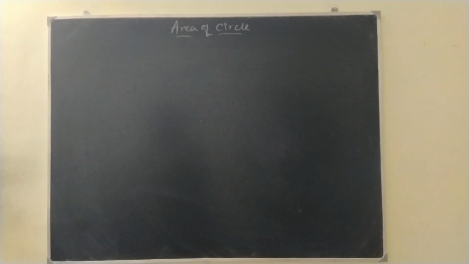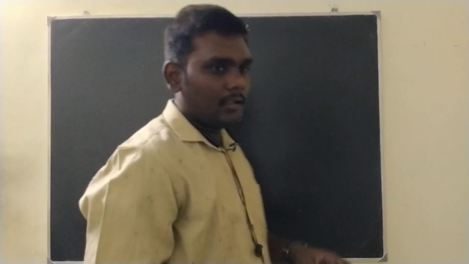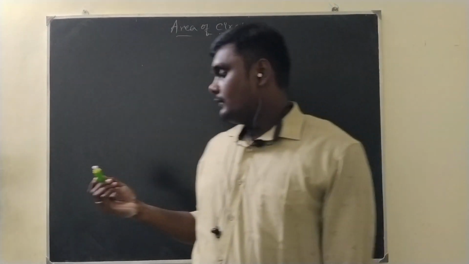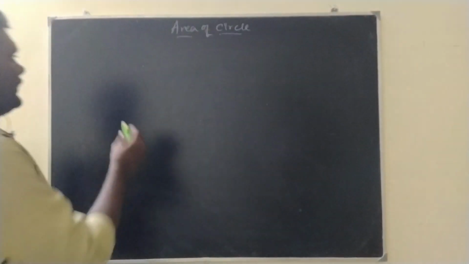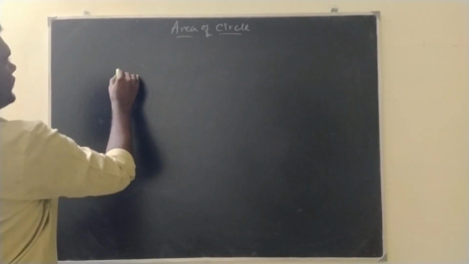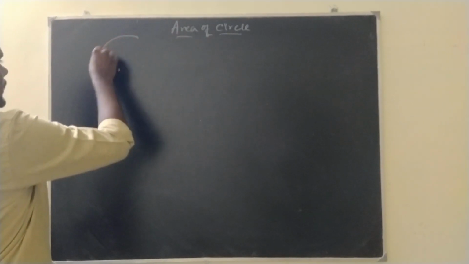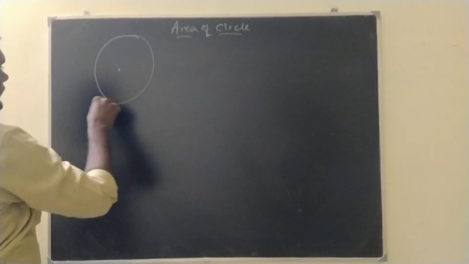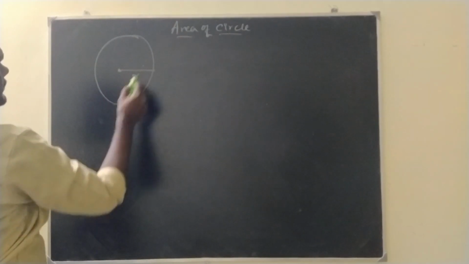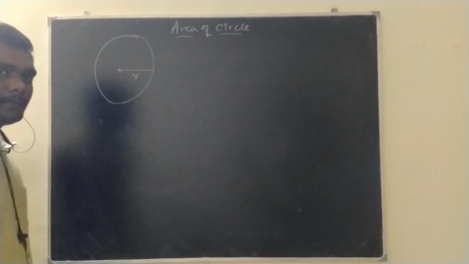Okay. Area of circle. What is a circle first of all? We fix one point and we join all the points which are equidistant from this point, and we call that equal distance the radius.